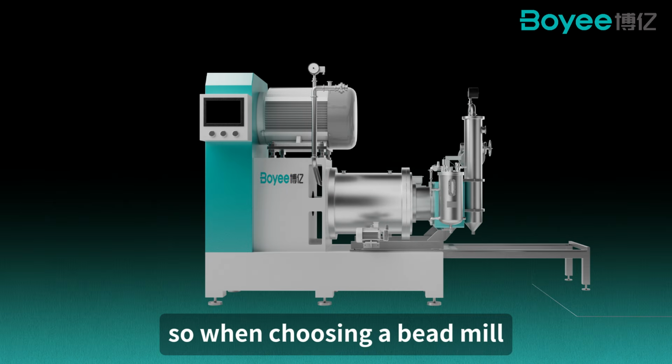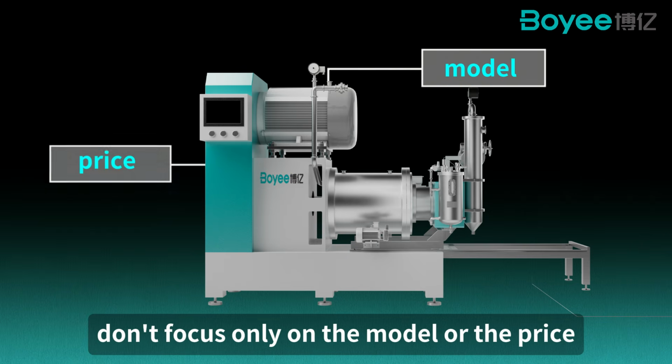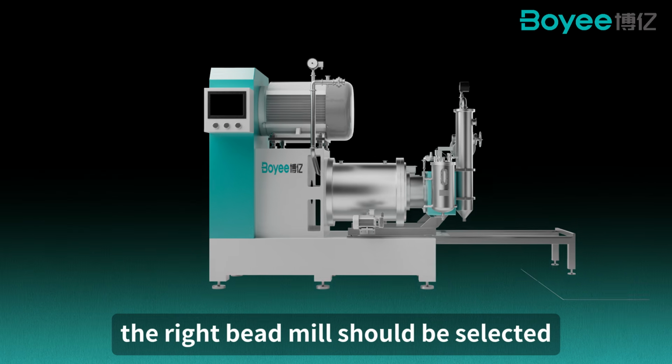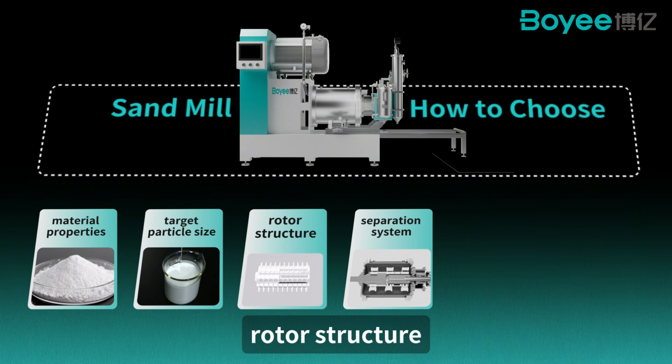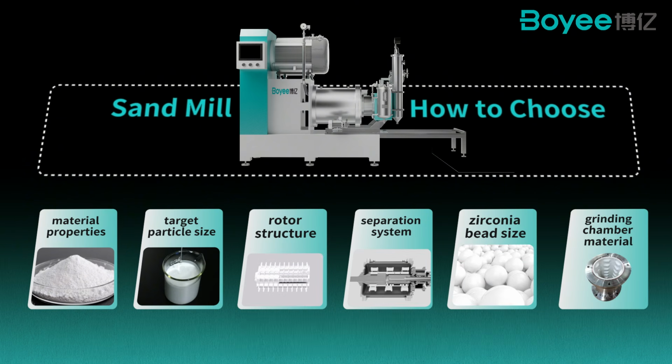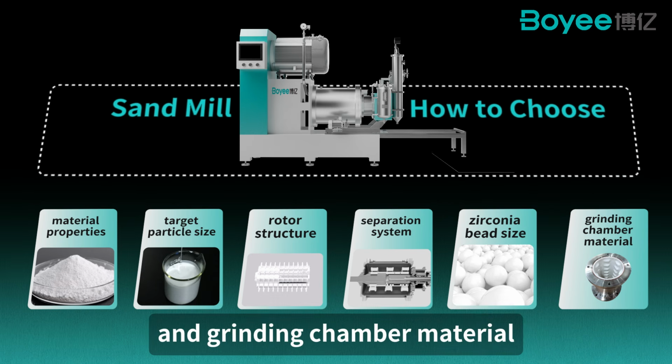So, when choosing a bead mill, don't focus only on the model or the price. The right bead mill should be selected by matching the material properties, target particle size, rotor structure, separation system, zirconia bead size, and grinding chamber material.